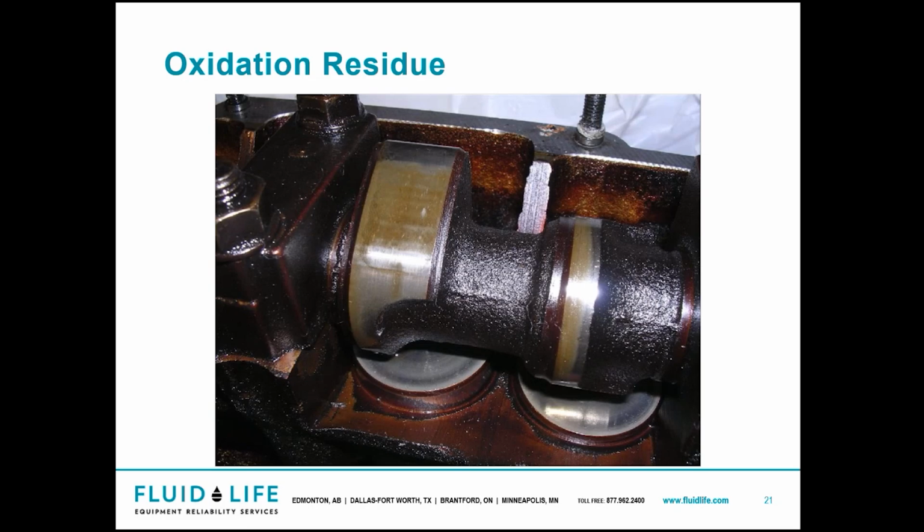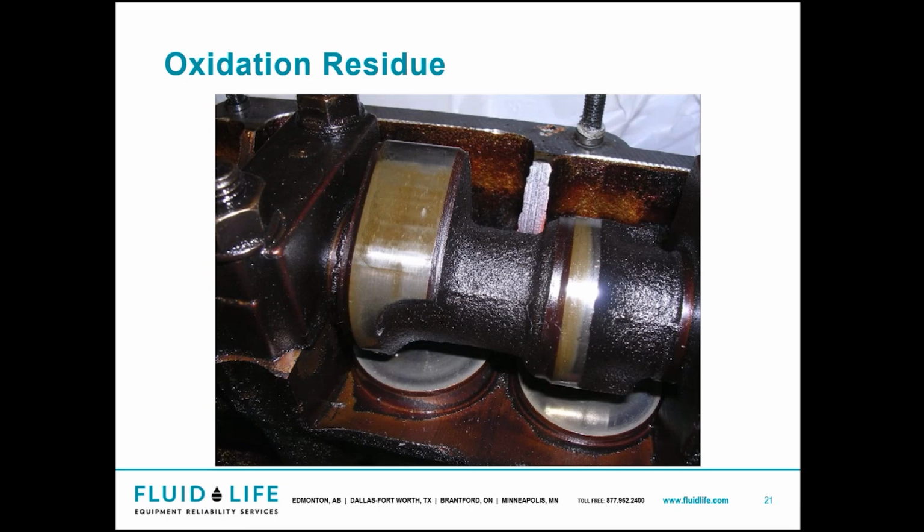So high temperatures, oxygen, wear metals, they all heavily increase the oxidization rate. Even water can as well. So generally, a good rule of thumb to follow is above 60 degrees Celsius, every 10 degrees Celsius that you jump up, you double your oxidation rate.